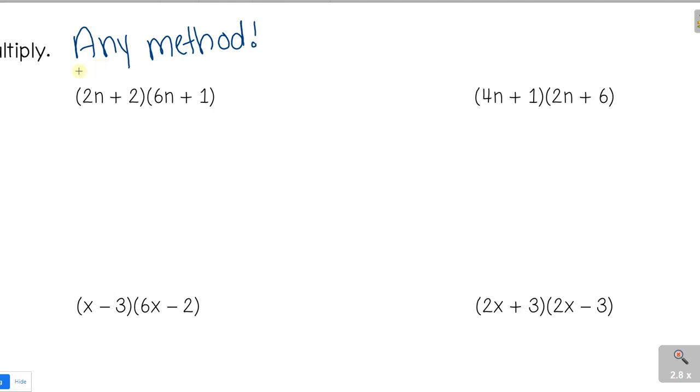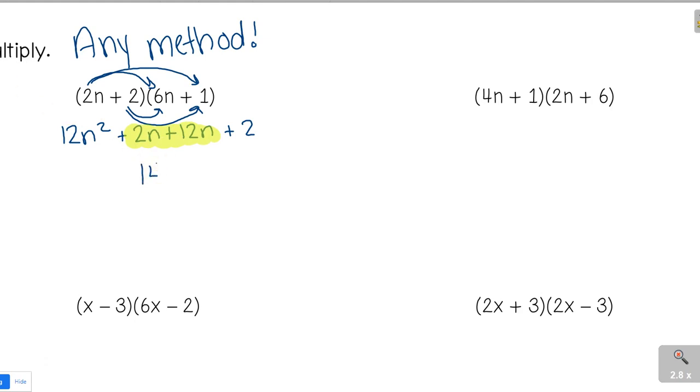So this first one, I'm going to use foil. So I'm going to take 2n times 6n to get 12n squared. And then 2n times 1 plus 2n, and then 2 times 6n plus 12n, and then 2 times 1 is 2. Now combine your like terms. You have 2n plus 12n, that is 14n. Then bring down everything else.